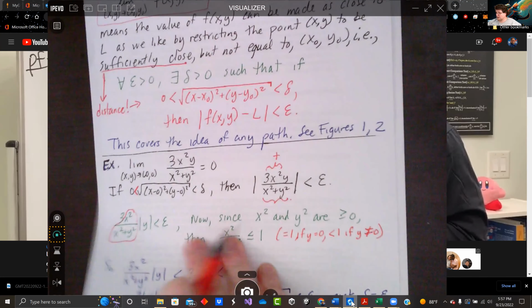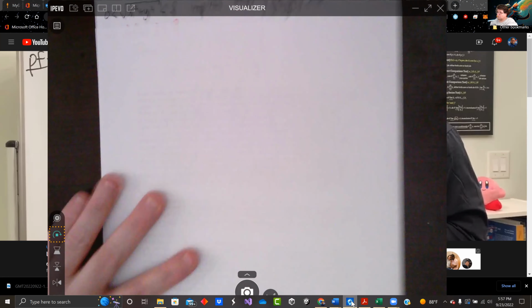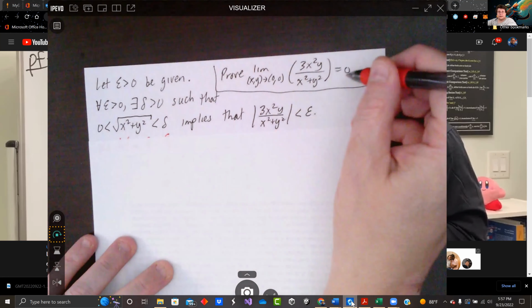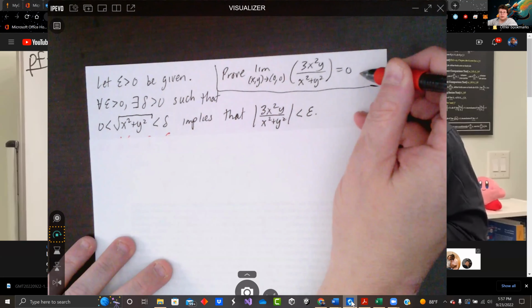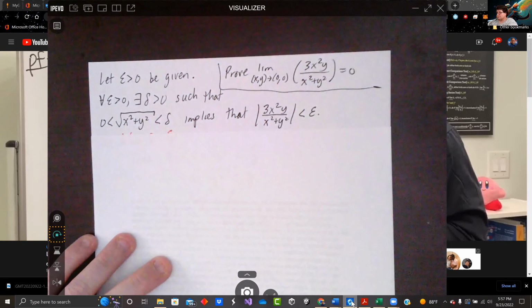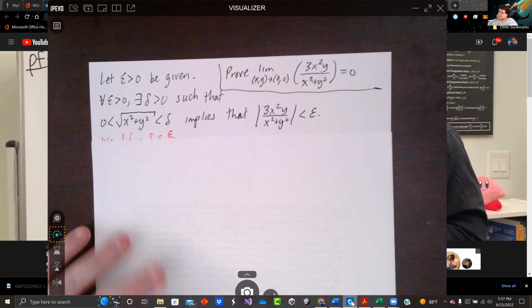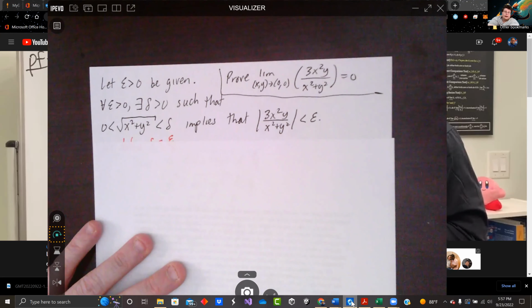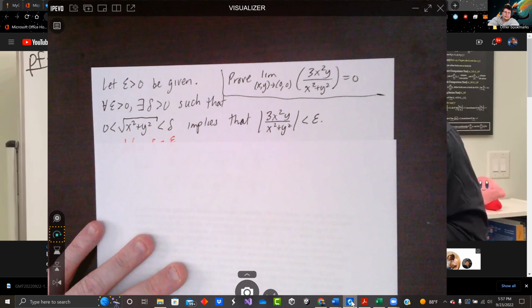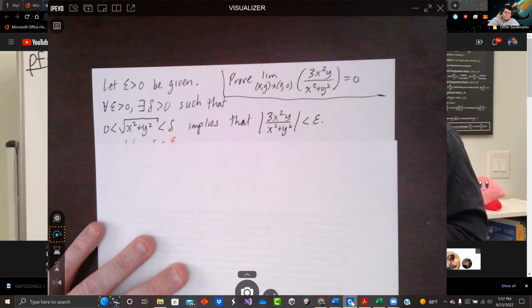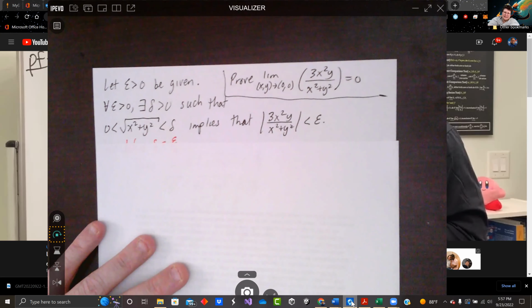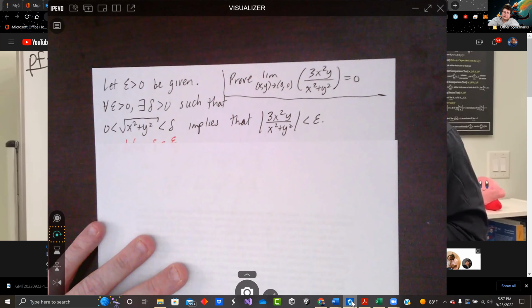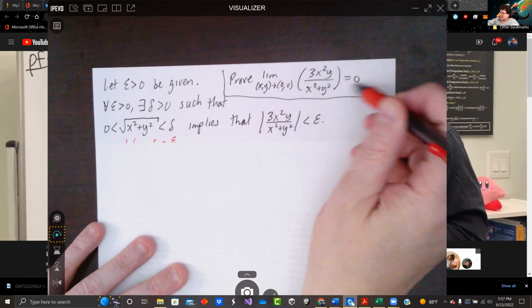So that gets us to our proof. As a reminder, this is what we're proving. Let epsilon greater than 0 be given. For all epsilon greater than 0, there exists a delta greater than 0 such that 0 being less than the square root of x squared plus y squared being less than delta implies that the absolute value of 3x squared y over x squared plus y squared is less than epsilon. We don't have anything in here because minus L is minus 0.